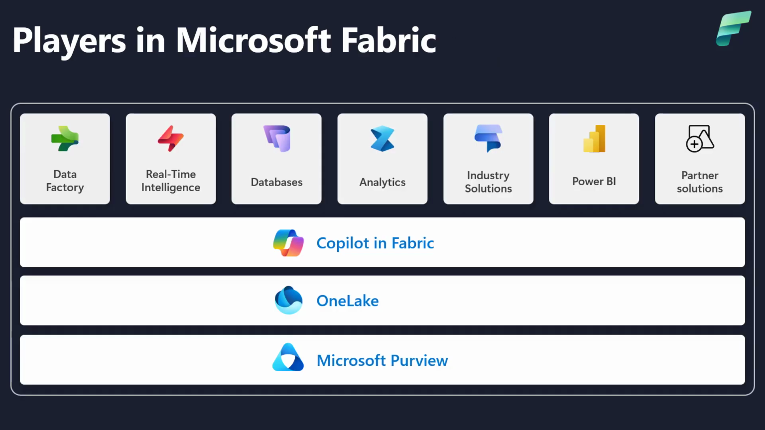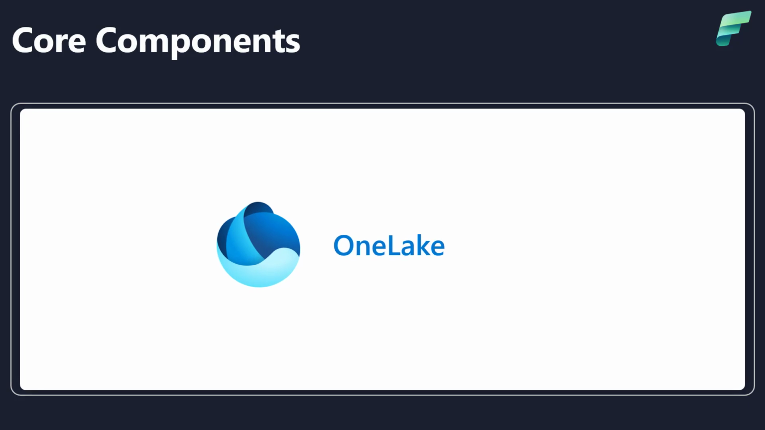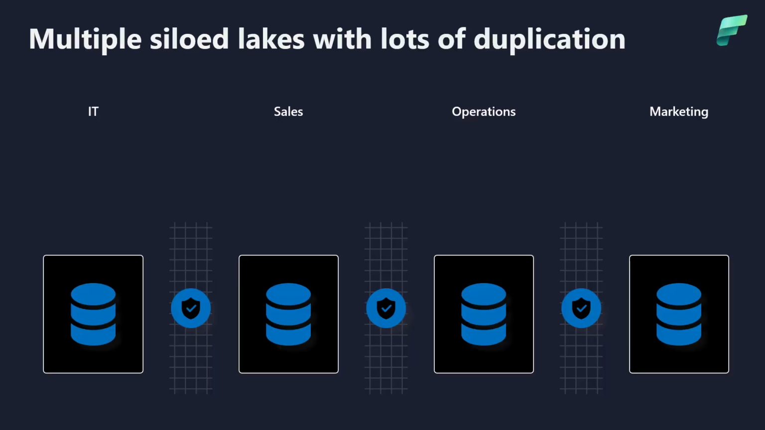Let's now examine each of the players in the Microsoft Fabric platform in more detail. And we'll kick it off by explaining the central storage repository, which is called OneLake. As we already said, Microsoft Fabric was born in an attempt to resolve the challenges of multiple siloed data lakes with lots of duplication. No matter which path you take, the results are almost always the same.